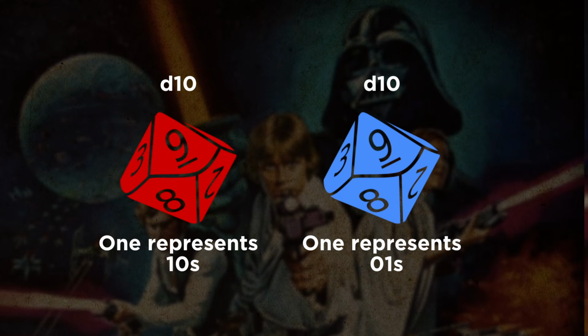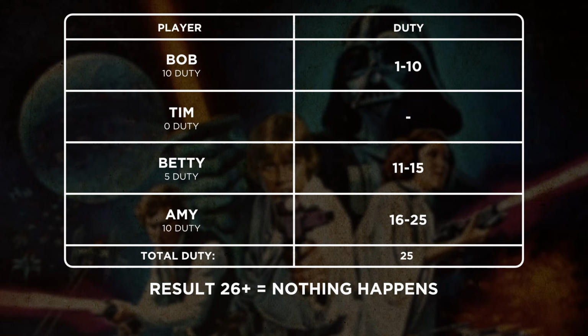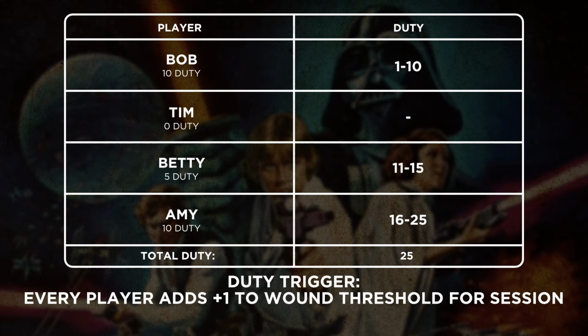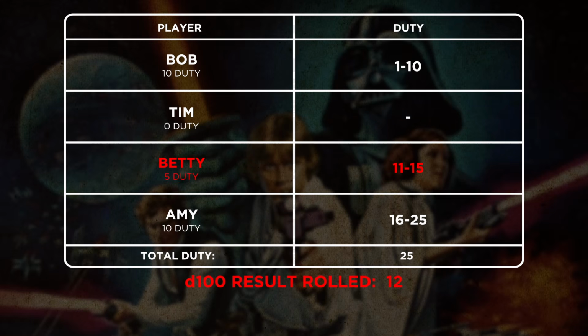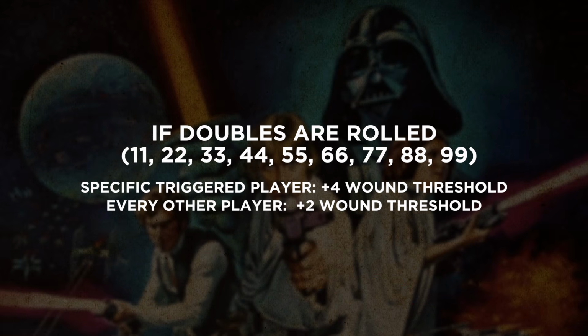At the beginning of each session, the GM will roll a D100, and if the number rolled is higher than 25, nothing happens for that session. If they roll equal to or lower than 25, then duty does trigger that session. When duty triggers, every player character will gain +1 to their wound threshold for the session. The GM can choose to trigger a specific person's duty by comparing the result rolled to a table of player duty, and whoever it lands on gets an additional +1 wound threshold for the session. Additionally, if the roll was a doubles number, like 11 or 44, then the wound threshold bonus is doubled for everybody at the table.